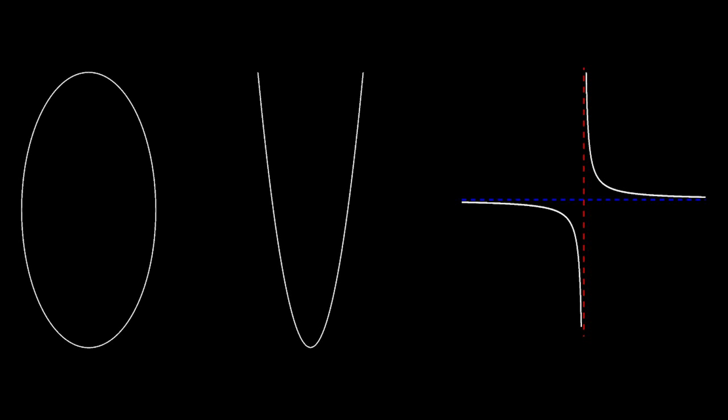But in the meantime, on the left you've got an ellipse, in the middle you've got a parabola, on the right you've got a hyperbola. Now these three curves are not randomly joined together, linked and called conic sections. They are curves you get by slicing through a cone.